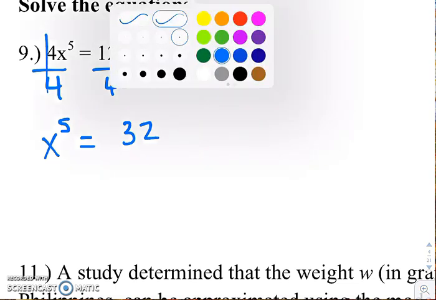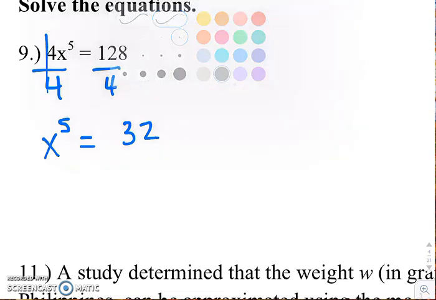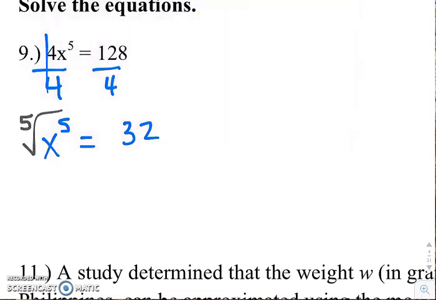So now we're going to take the 5th root of both sides. If it were the third power, we take the third root. Taking the root undoes the exponent. If it were squared, we always took the square root. If it were to the 6th power, we take the 6th root. Just remember to do it on both sides.